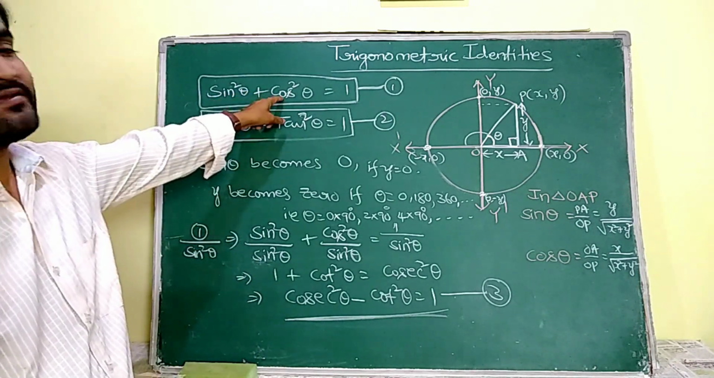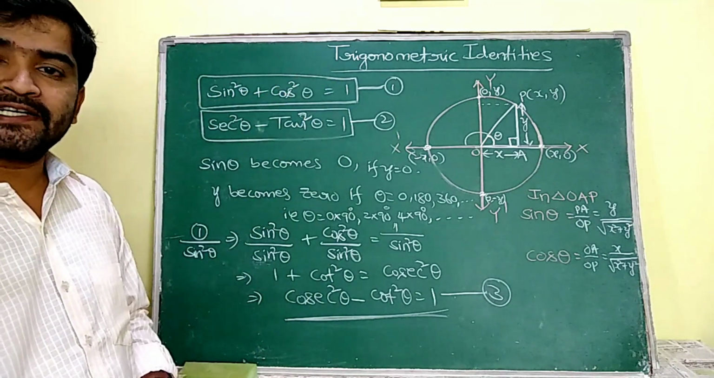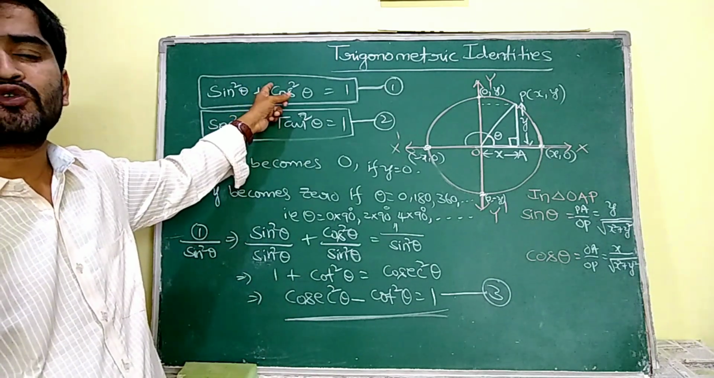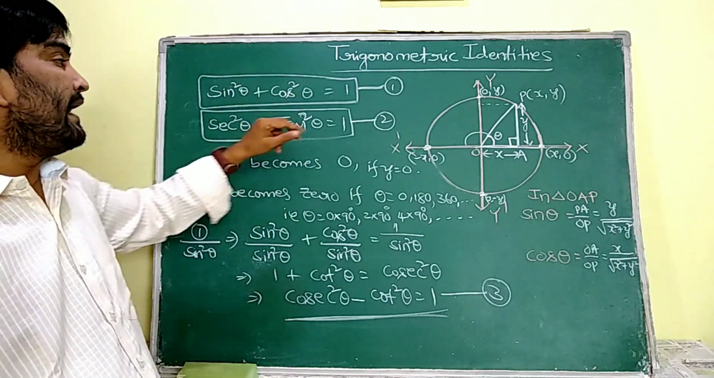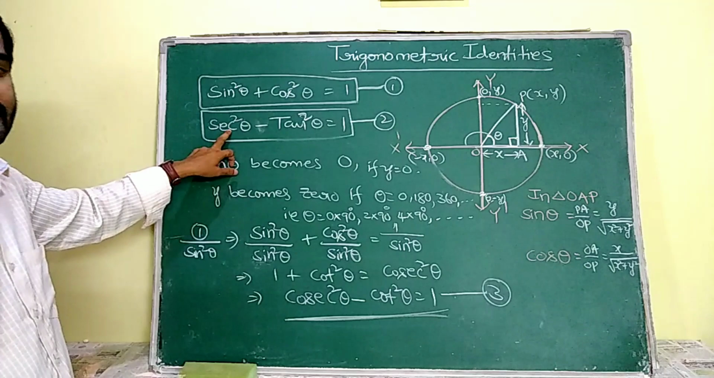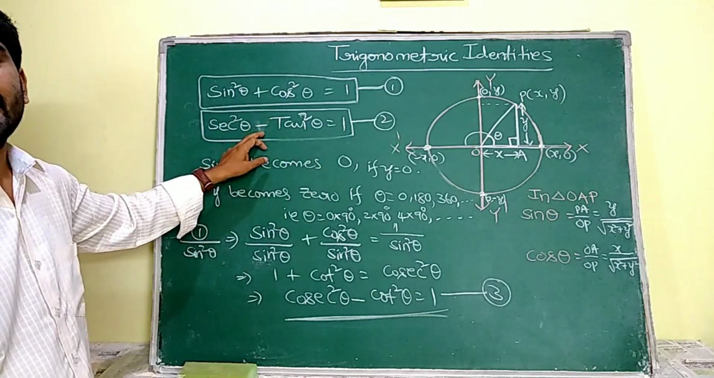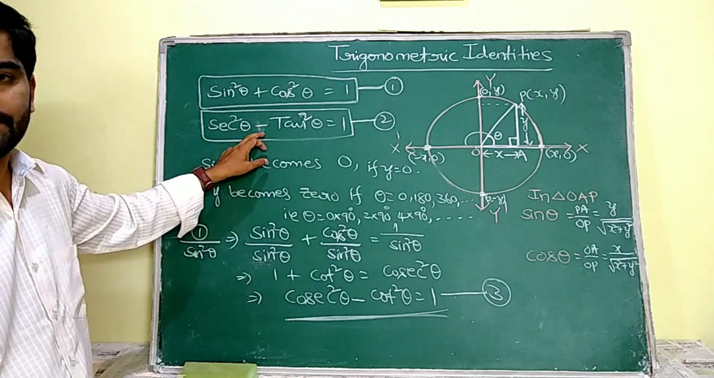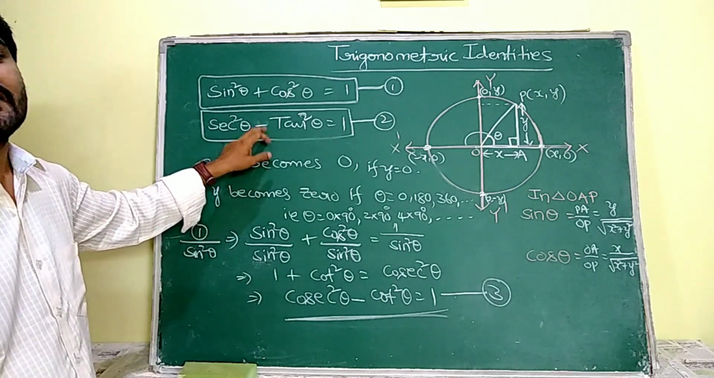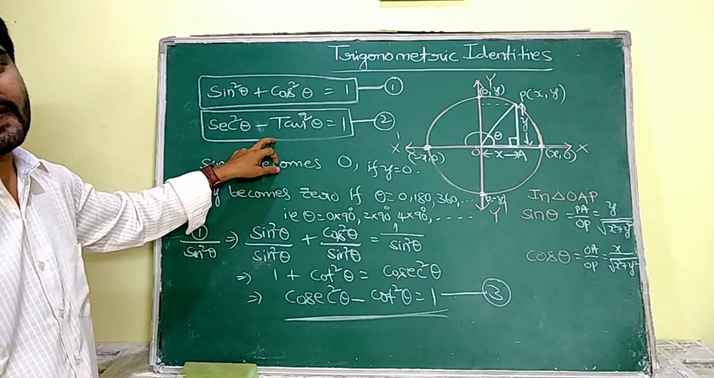Sin square theta plus cos square theta is equal to 1 is known as identity 1, and this identity 1 is true for all the values of theta. And now the second identity, secant square theta minus tan square theta is equal to 1, and this identity is not true for all the values of theta. It fails at the odd multiples of 90.